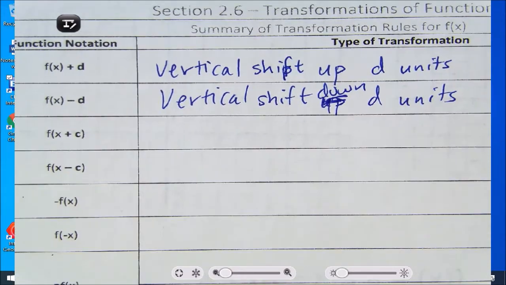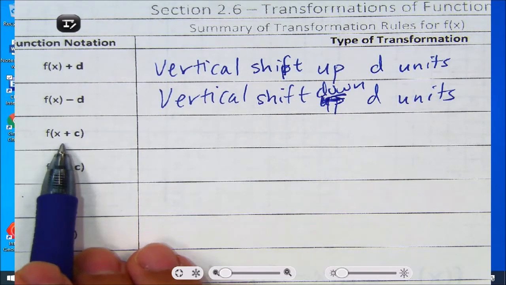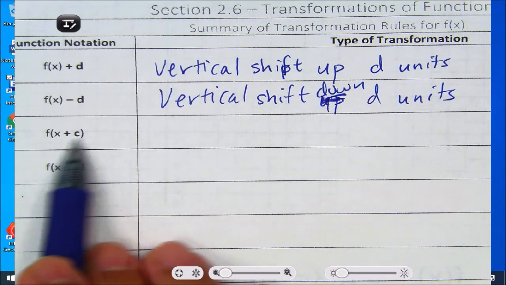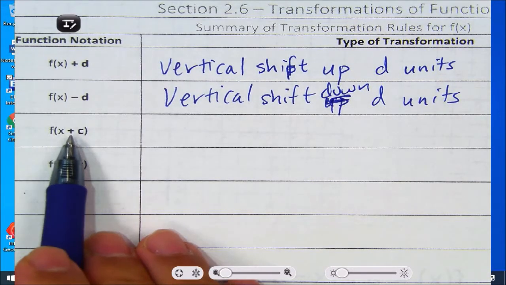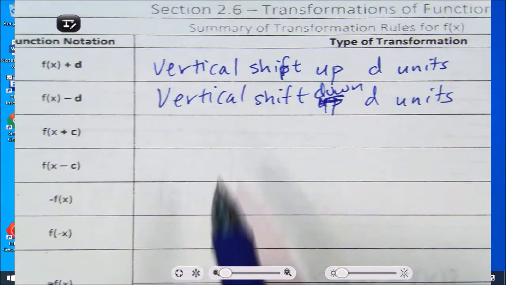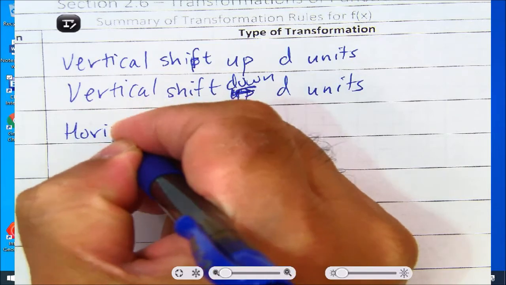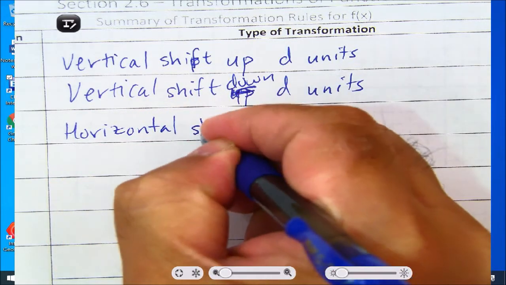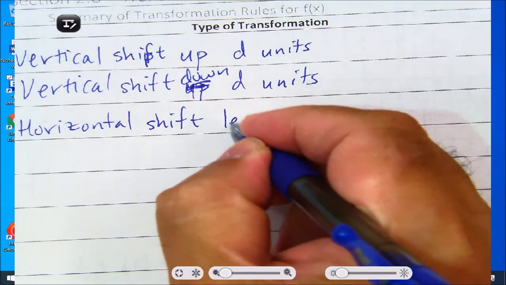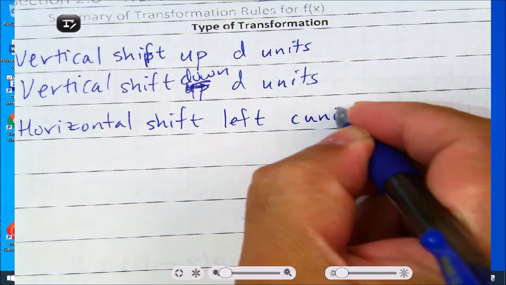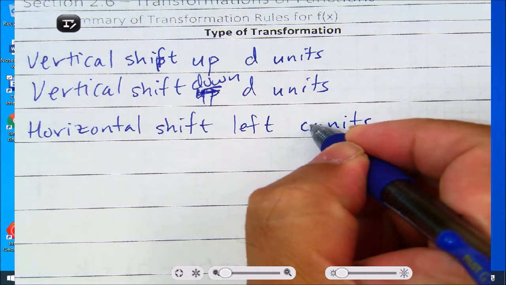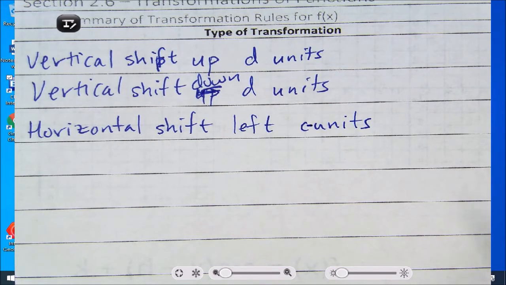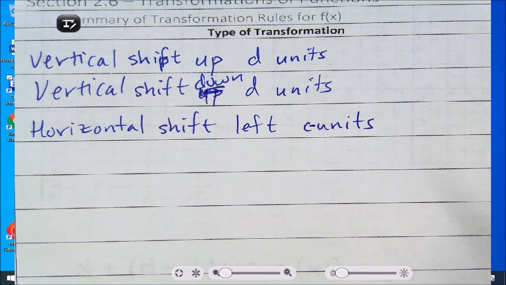Okay. Now, if I have something inside, this is inside. This is f of x plus c. It's inside. It's going to be a horizontal shift. And it's the opposite direction that you might think. So plus c is going to be to the left. So this is a horizontal shift to the left, c units. That looks like k units, but it's c units. Let's put a dash in there. I should have put more space in there. Alright, so it's horizontal shift, left, c units.